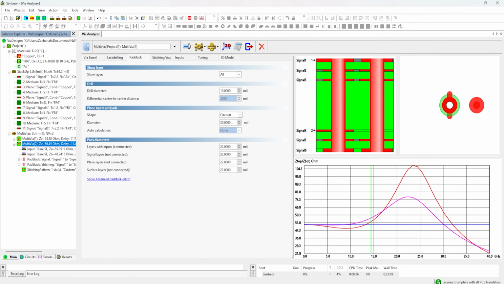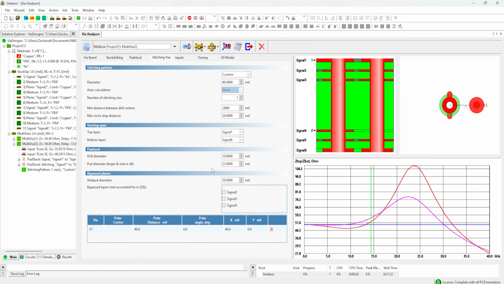You get the idea. So next, what we want to look at is the case of antipad design. And I think it's easiest to see the role of the antipad design by looking at a single-ended via. And then once you understand what the antipad does conceptually, you can apply that to a differential via. So here you can see in the pad stack, I have an option to set the antipad diameter. I can also set an antipad diameter for my stitching via.